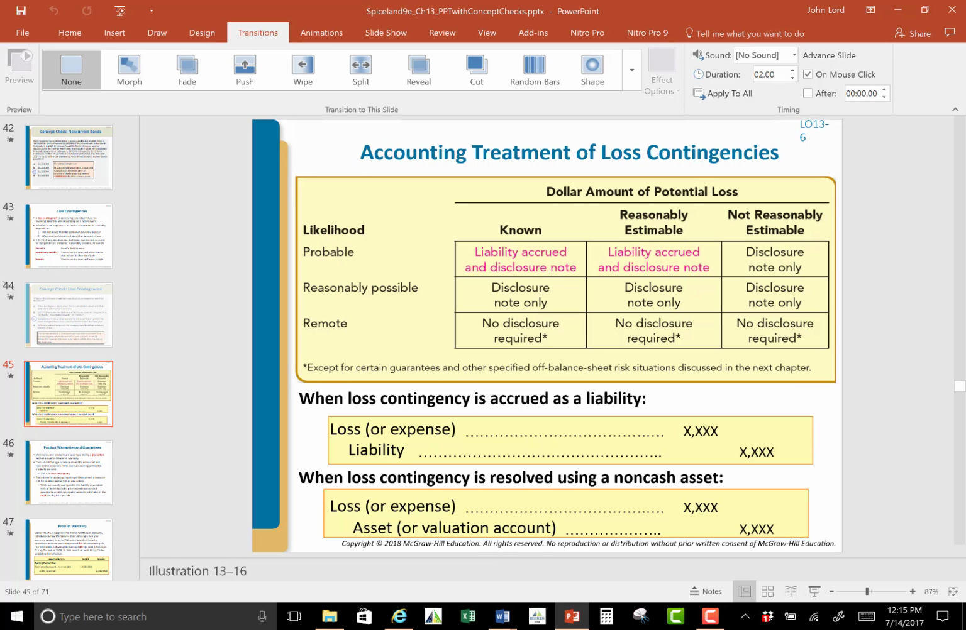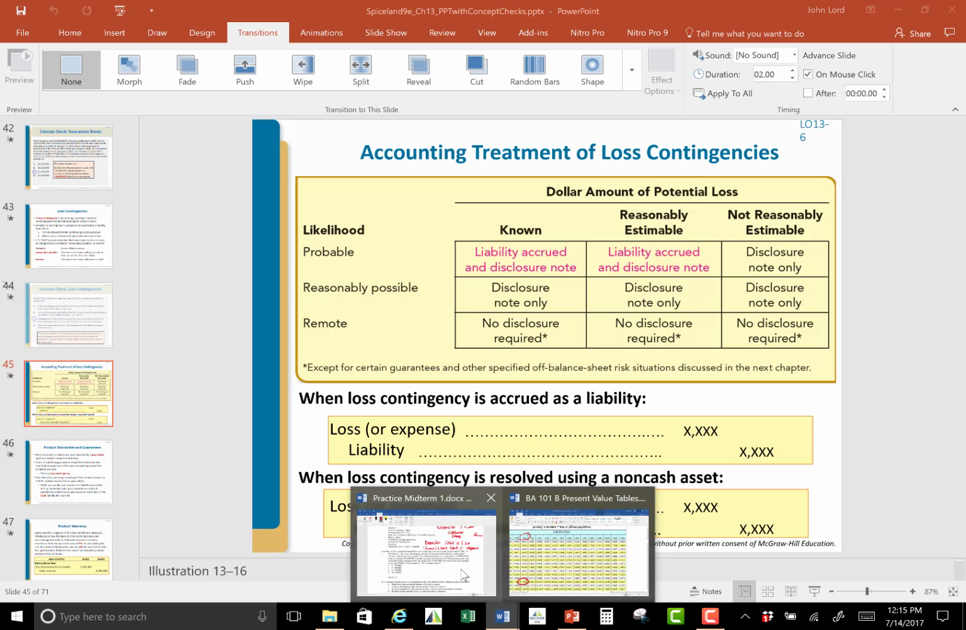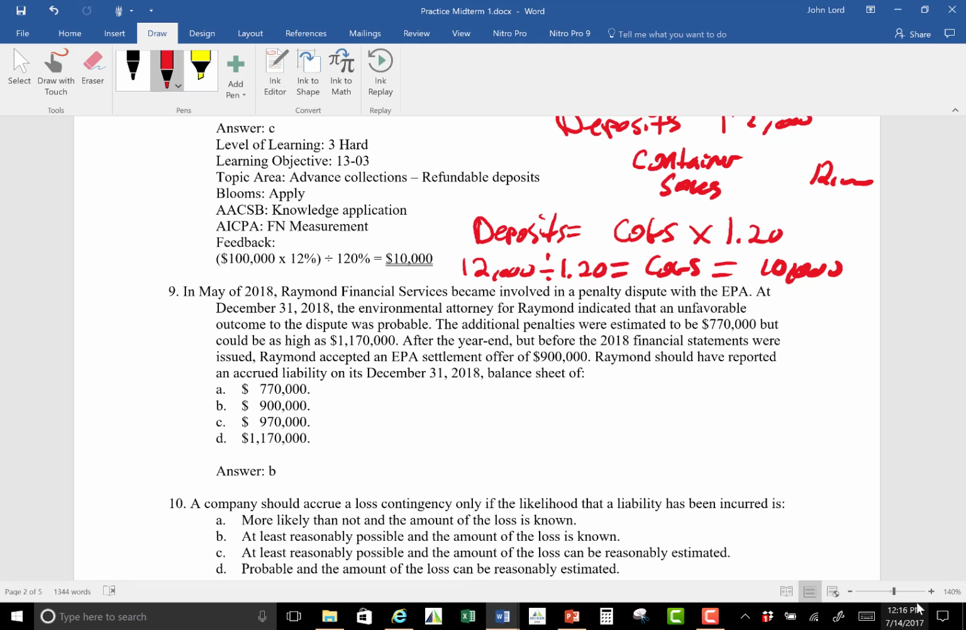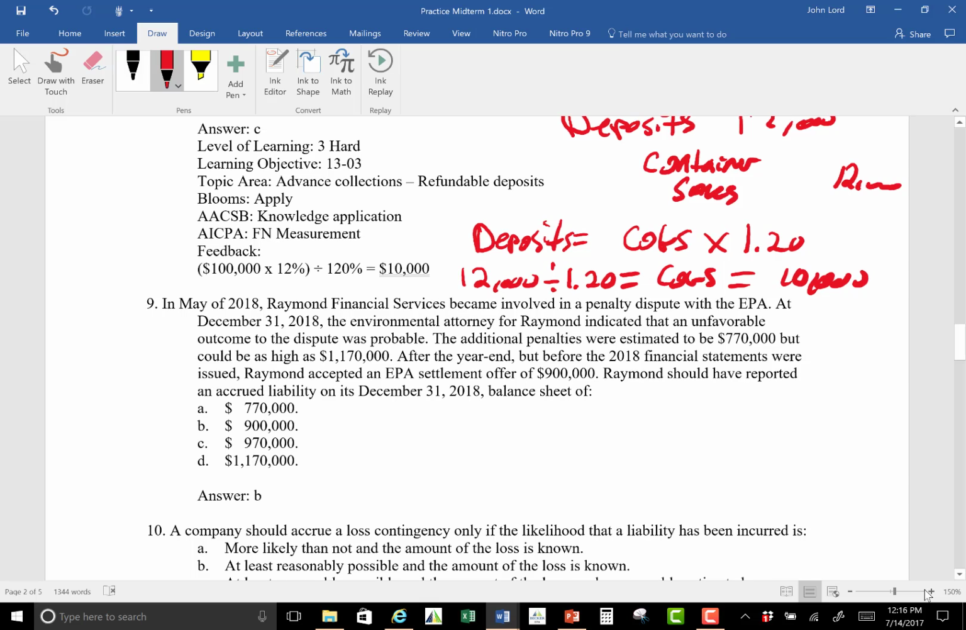Okay, so now, coming back to this question, these people are involved with something with the EPA, and the EPA is penalizing them, okay? And does the federal government have the right to penalize you? Can they penalize you? Oh, yeah.